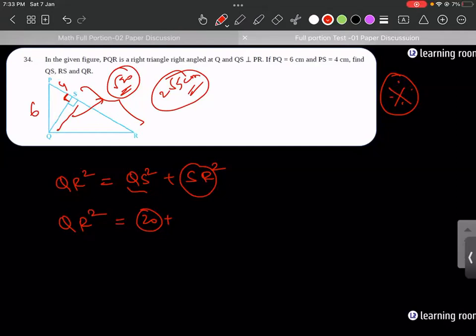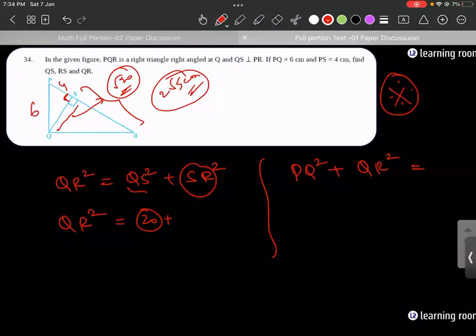Sir, SR is also equal to 4 plus... No, sir, we can also use SR in the equation PQ the whole square plus QR the whole square. Okay, you want to write PQ the whole square plus QR the whole square. We get PS plus SR the whole square. But aren't we complicating it slightly? Yes, sir.